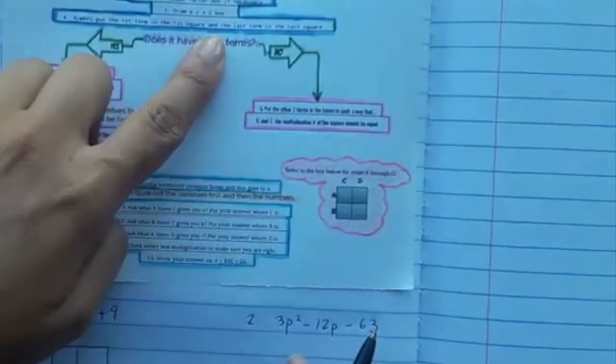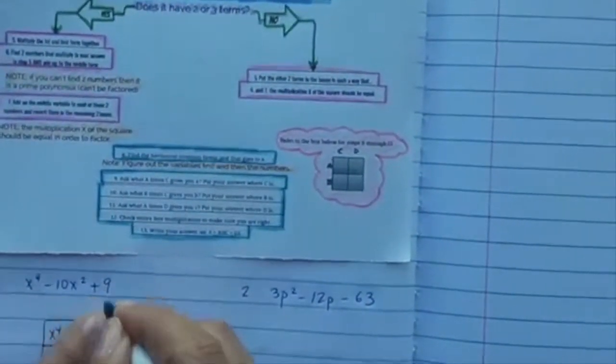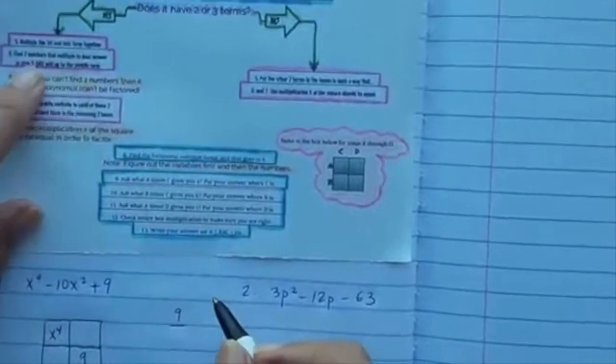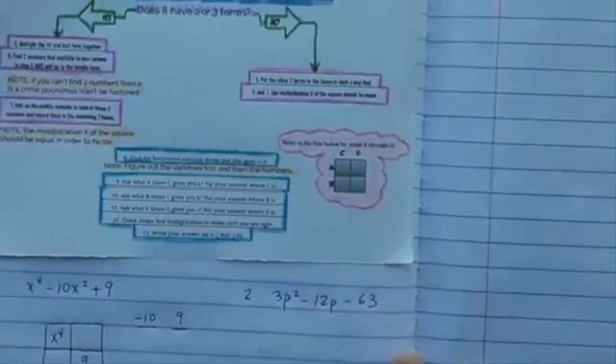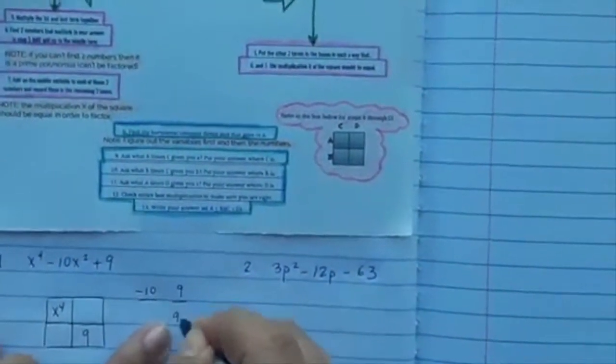So I've gone ahead and drawn my 2x2 box. Always put the first term in the first box, the last one in the last one, just like we're doing. Then, does it have 2 or 3 terms? It has 3, so you go left. It says multiply the first and the last terms to get 9, and then they add up to the middle, which is negative 10. So give me 2 numbers that multiply to positive 9 and add to negative 10.